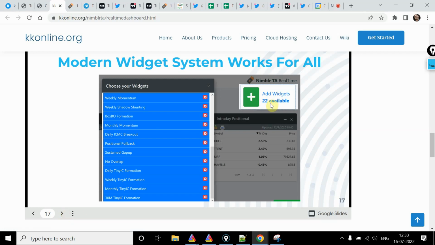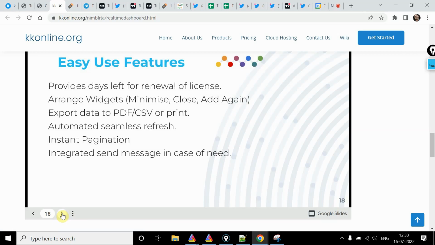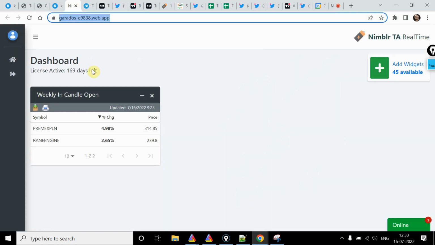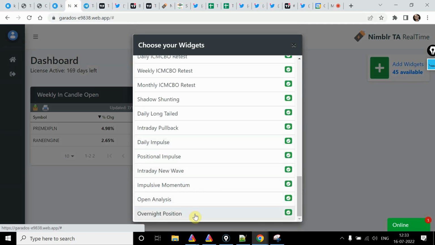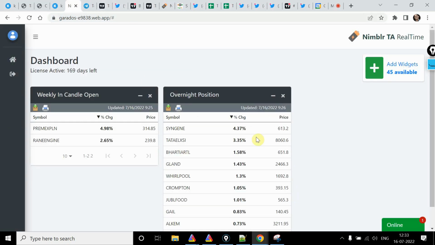So at that moment of time, we had 22 widgets, but then we learned about trespassing, retest, ICMC breakouts, a lot of more things. So widgets have been added later on as well. So Krishna, right? The question on the widgets. If you want to take overnight positions, right? Yeah. So that was one of the widgets which is there, overnight position. And the other day I had taken a position on Syngene. So this is basically overnight position.